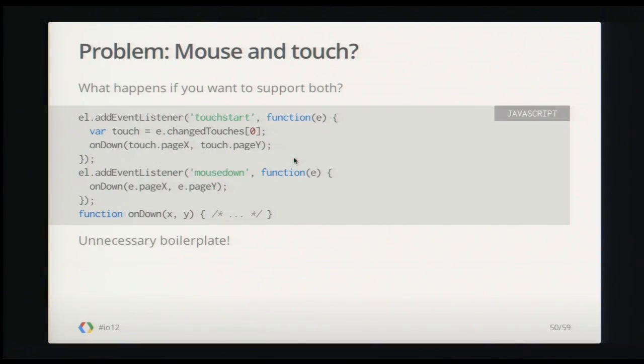So what we end up with is two essentially completely different input methods, mouse and touch. And what we might do is extract the positions of the relevant input and then just relay them to a common handler. This is unnecessary boilerplate. It's not something you want to do every single time. So instead, we'll talk about solutions to this in a second.